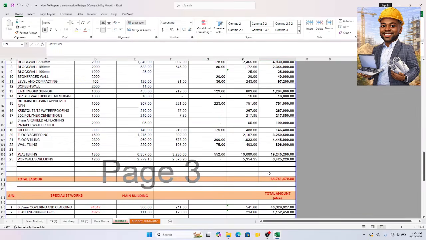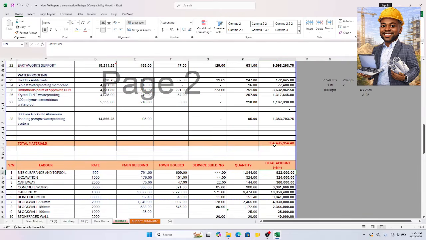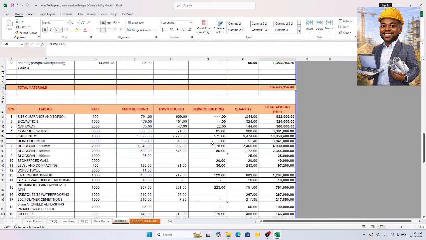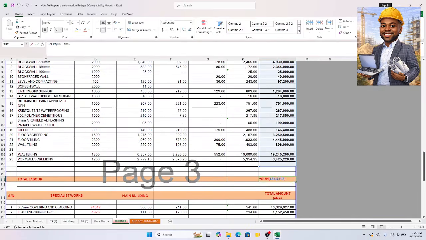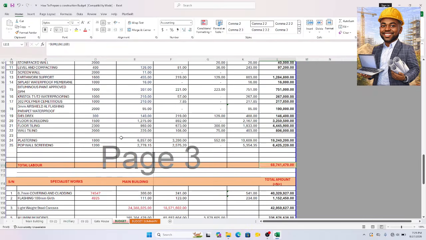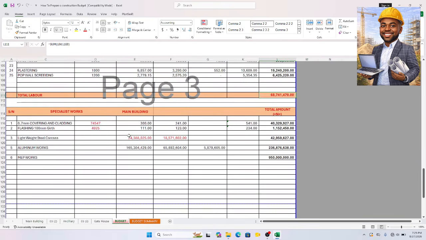So in this case here, this is our budget for material. You can imagine, this is the budget here for labor. Now this is the specialist work. Okay, I don't have many, thank God. This is the specialist work that I have in this particular bill of quantities.